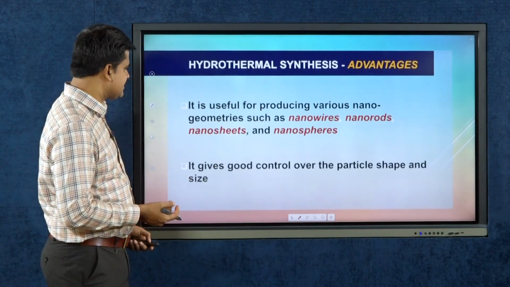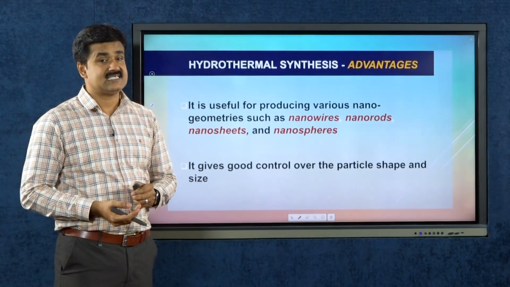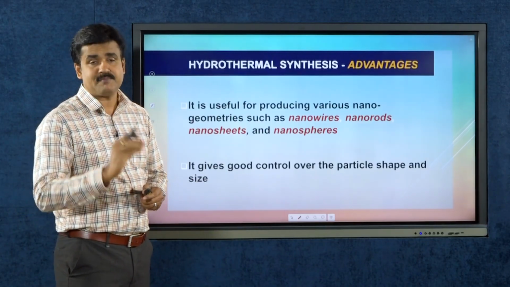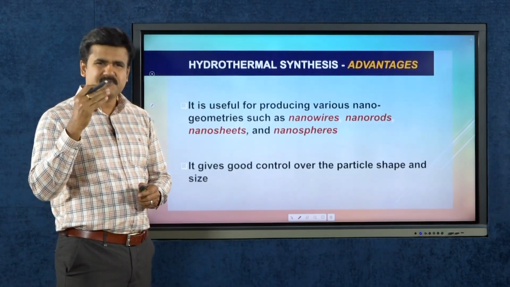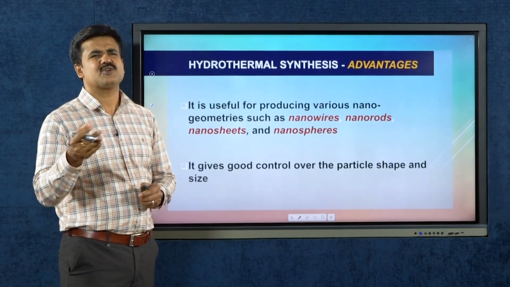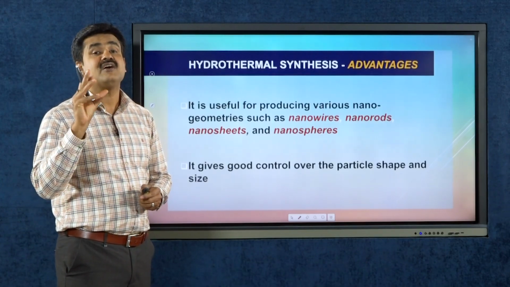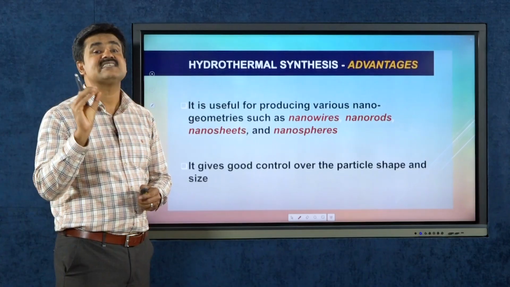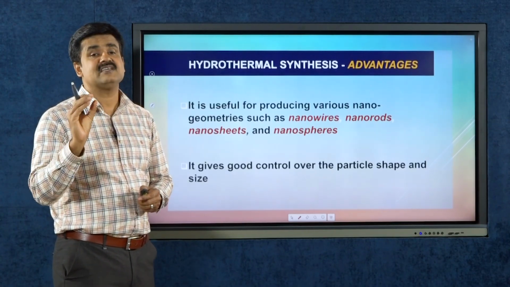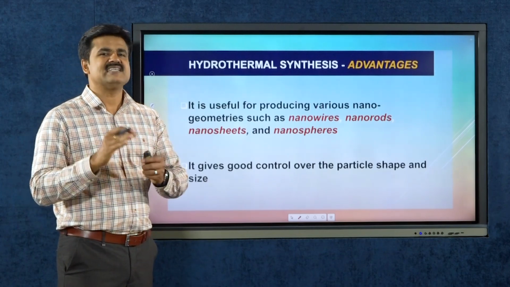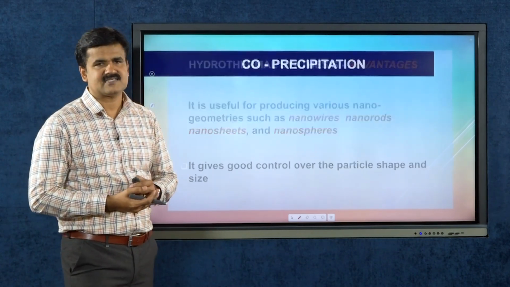The next advantage is that it gives good control over the particle shape and size. We can have control on shape, we can have control on size. So we can optimize the conditions, optimize the concentration, optimize the pressure, optimize the temperature, etc., such that we will get uniform sized nanoparticles with the desired size and the desired shape. So size and shape can be controlled in hydrothermal synthesis.